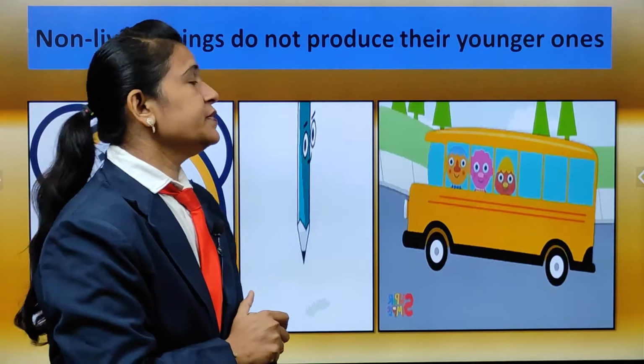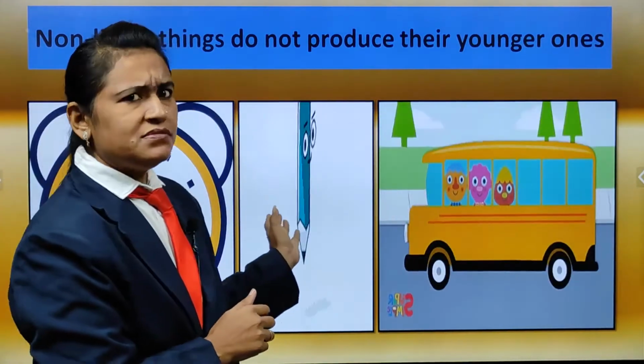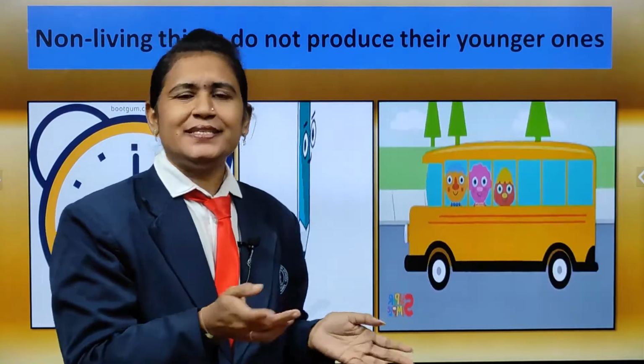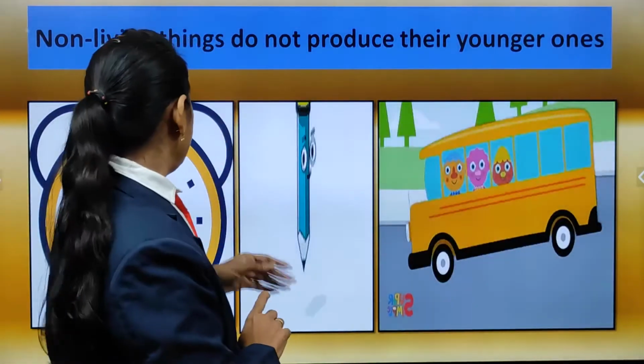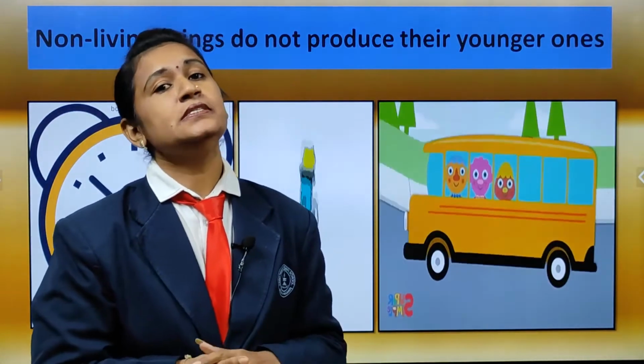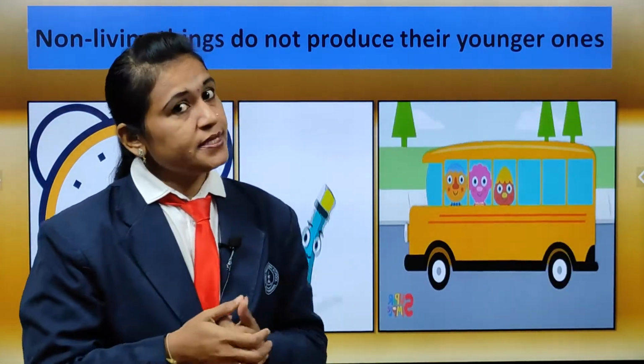Non-living things do not produce their younger ones. Can you imagine a pencil giving birth to a small pencil? No, it cannot. Can you imagine a clock giving birth to a small clock? No, because it is a non-living thing. So, non-living things do not give birth to their younger ones.